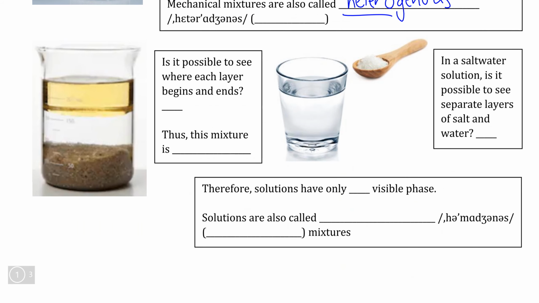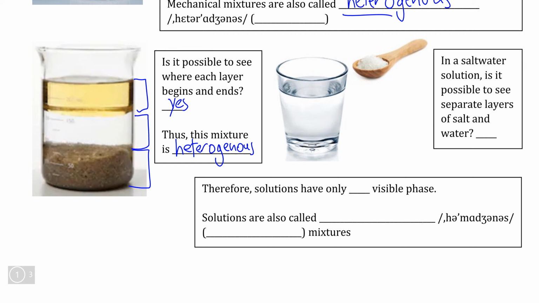For a more extreme example of layers, if we take a look at this three-phase mixture, we can see the oil layer floating on top of the water layer, which in turn is on top of the sand layer. Now, is it possible to tell where the oil layer ends and where the water layer begins? Well, obviously the answer is yes, because we can clearly observe this. Therefore, because we see three different layers, this mixture is what we call heterogeneous.